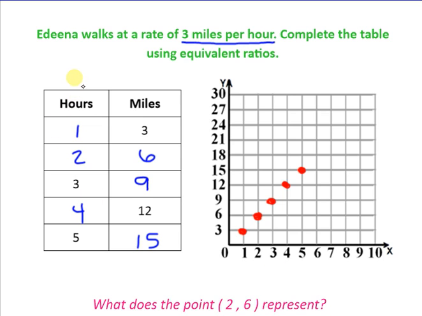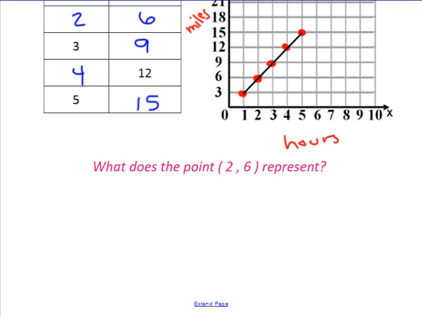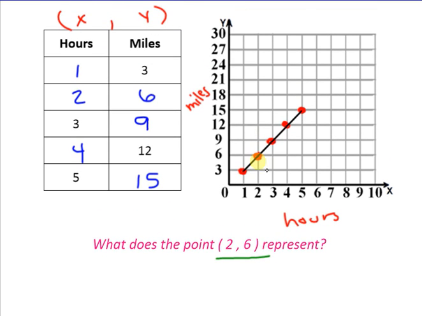Let's label. This is our X, this is our Y. So our X, this is hours. And then this is miles. And then we should always put a straight line through our dots. And let's see what our question for this graph says. What does the point 2, 6 represent? So the point 2, 6 is right here.